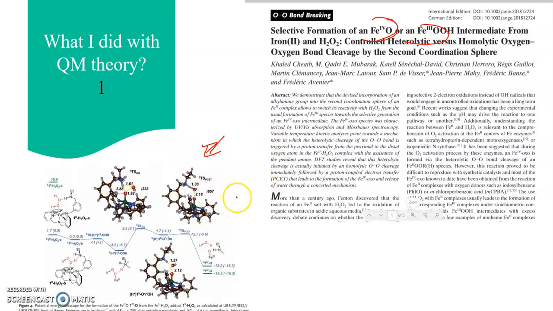So from there, we can reveal how the system interacts when we give hydrogen peroxide. According to this research, we demonstrate that the incorporation of an alkyl amine group into the second coordination sphere of the system allows us to switch its reactivity with hydrogen peroxide. So this is an important thing when we reveal this system.